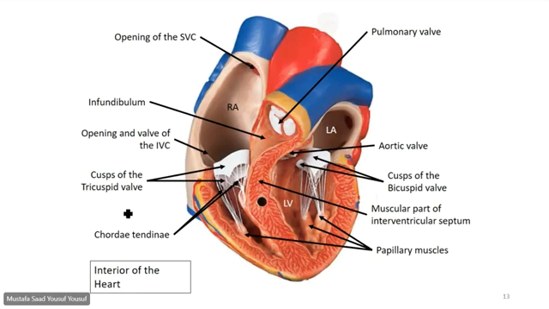Now in this model we can see the inside of the heart, and we can see some details that we did not see clearly in the other model. So here all the chambers are opened. Here we can see the right atrium. Of course, this is the smooth part, or the sinus venarum. This is the opening of the inferior vena cava with a valve. This is the opening of the superior vena cava without a valve.